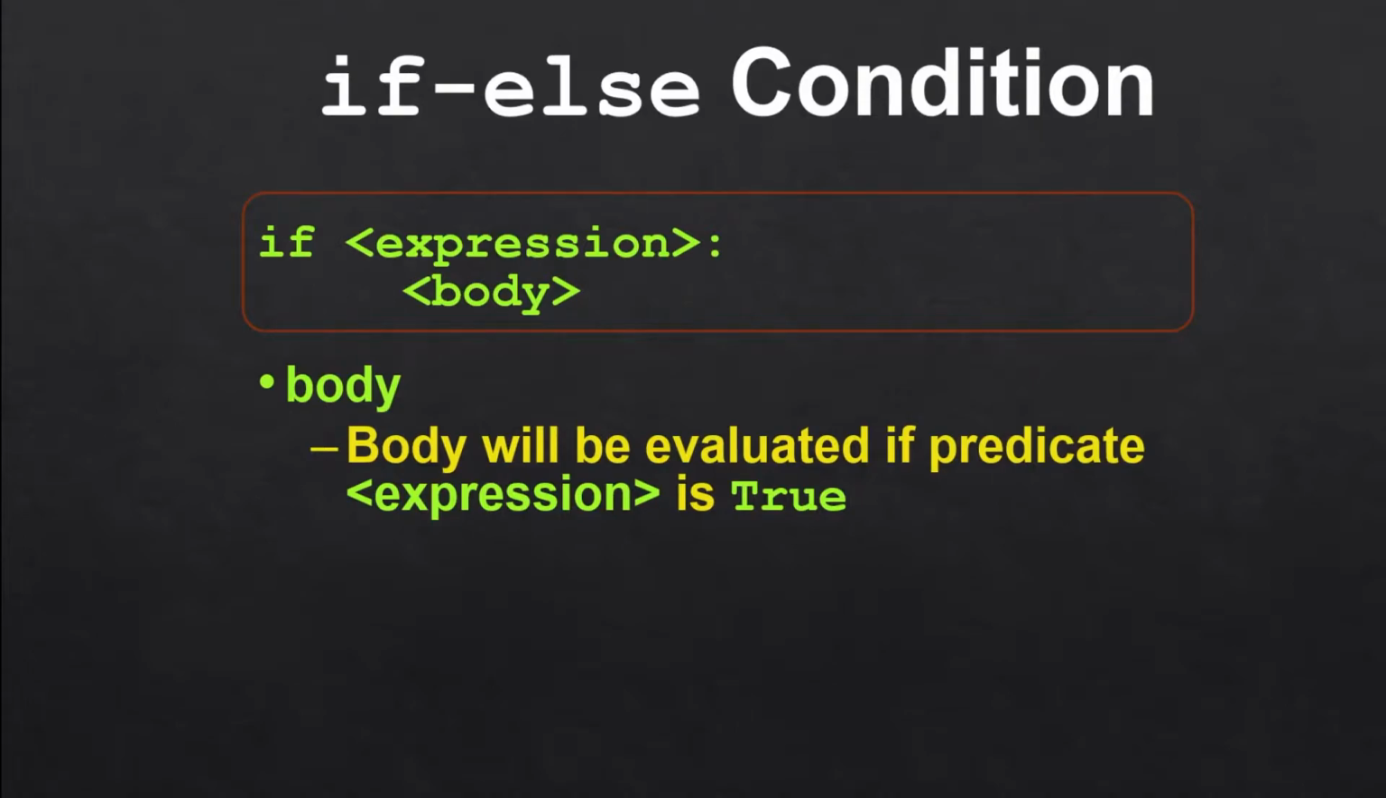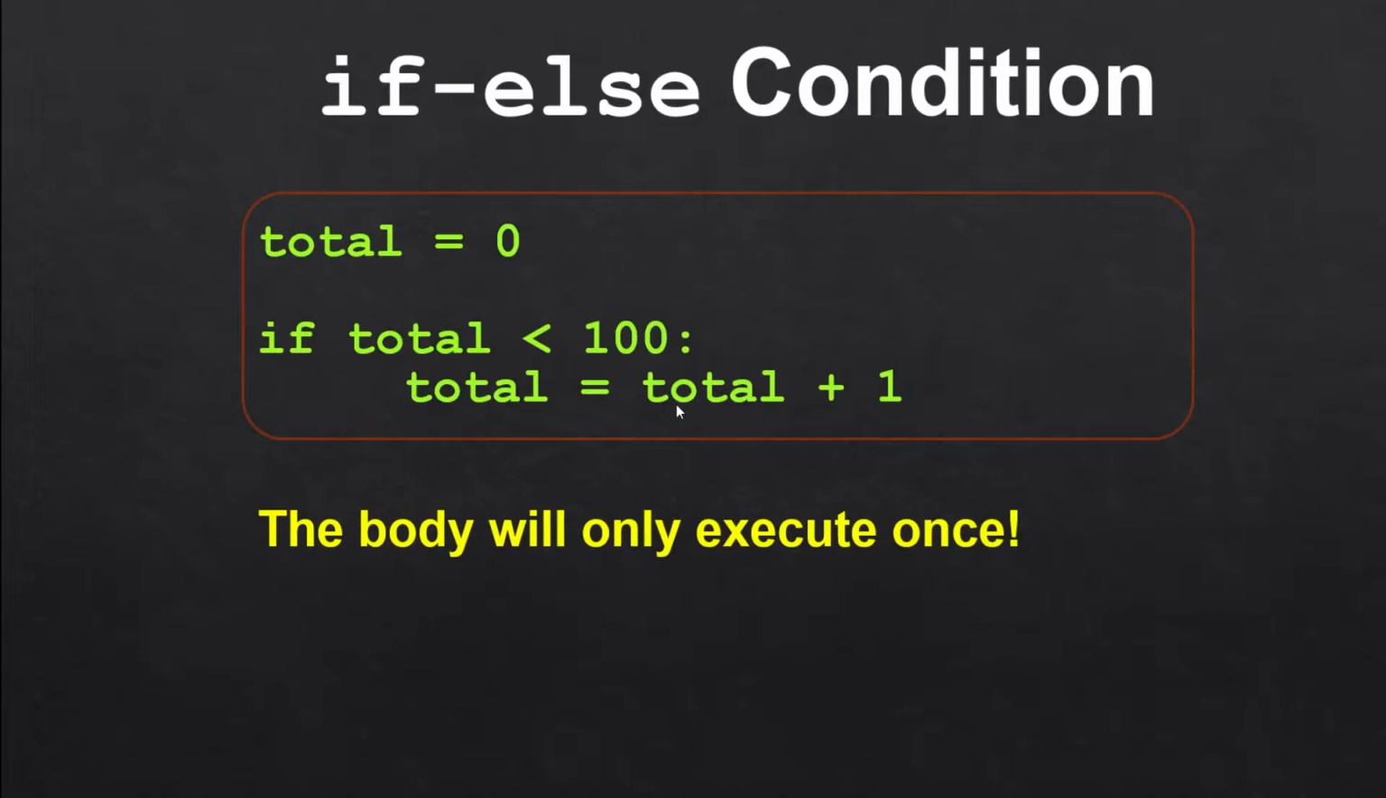Looking at the basic if-else condition, basically you have an if expression followed by a body. Your body here will be evaluated only if this expression is true. If it's not true, this body will not be evaluated at all. So if we look at a simple case right here, where I define total to be 0, and my condition is if total is less than 100, which is true because now total is 0, I will run total equals total plus 1. So now total becomes 1. However, this code will only execute once.